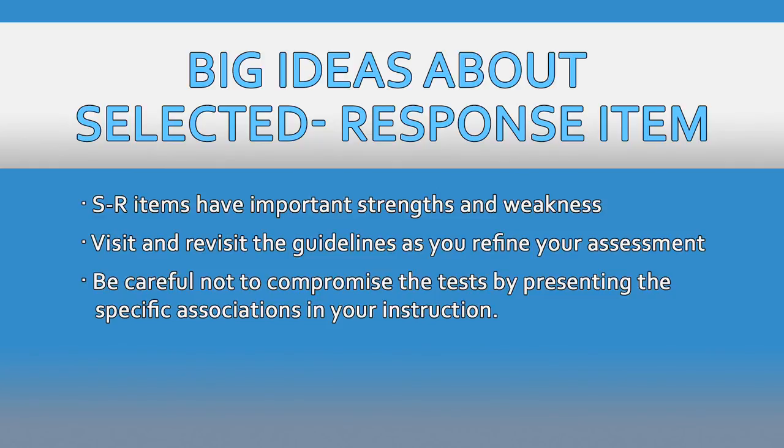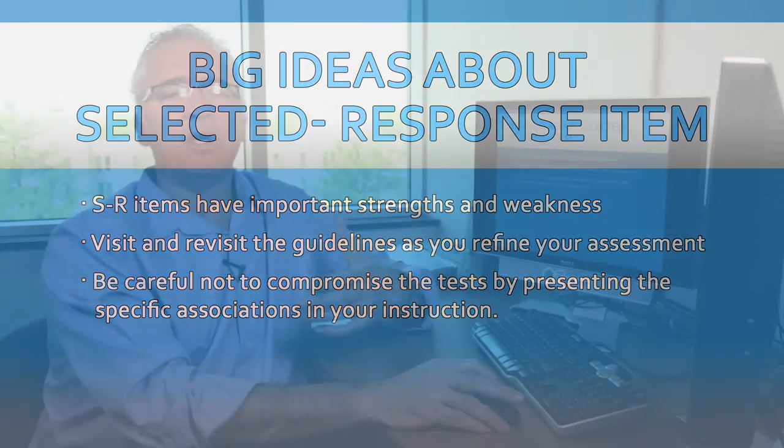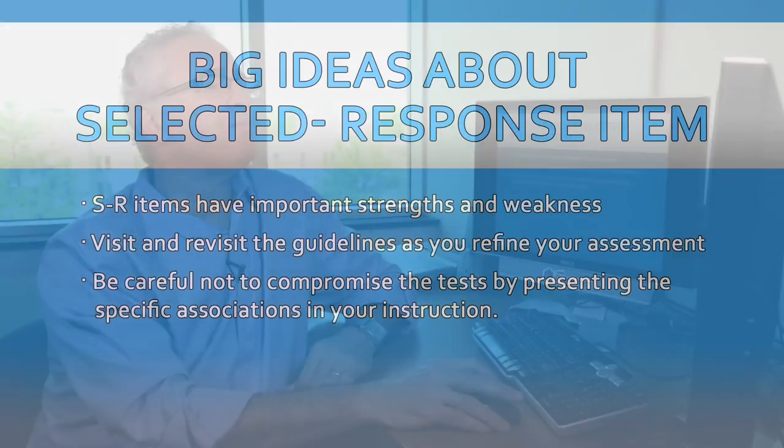The second big idea about selected response items is visit and revisit the guidelines. I've given you a set of guidelines here that you can work with. There are other guidelines out there to draw from. Get familiar with them. They should become second nature. Have them, once you're making a test, look at them a lot. Revisit them, make sense of them. The important thing to keep in mind is these guidelines will take on new meaning as you use them and you get better at both understanding the material you're assessing and the way that you're assessing them.